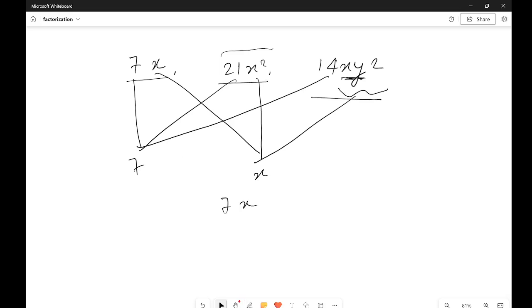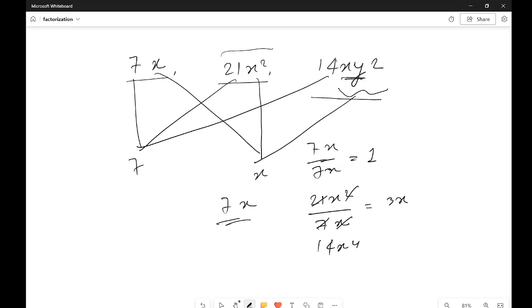Basically, you can divide all these three expressions by 7x. If I divide 7x by 7x, that is 1. I can divide 21x square by 7x, that is 3x. And I can divide 14xy square by 7x, that will become 2y square, right?